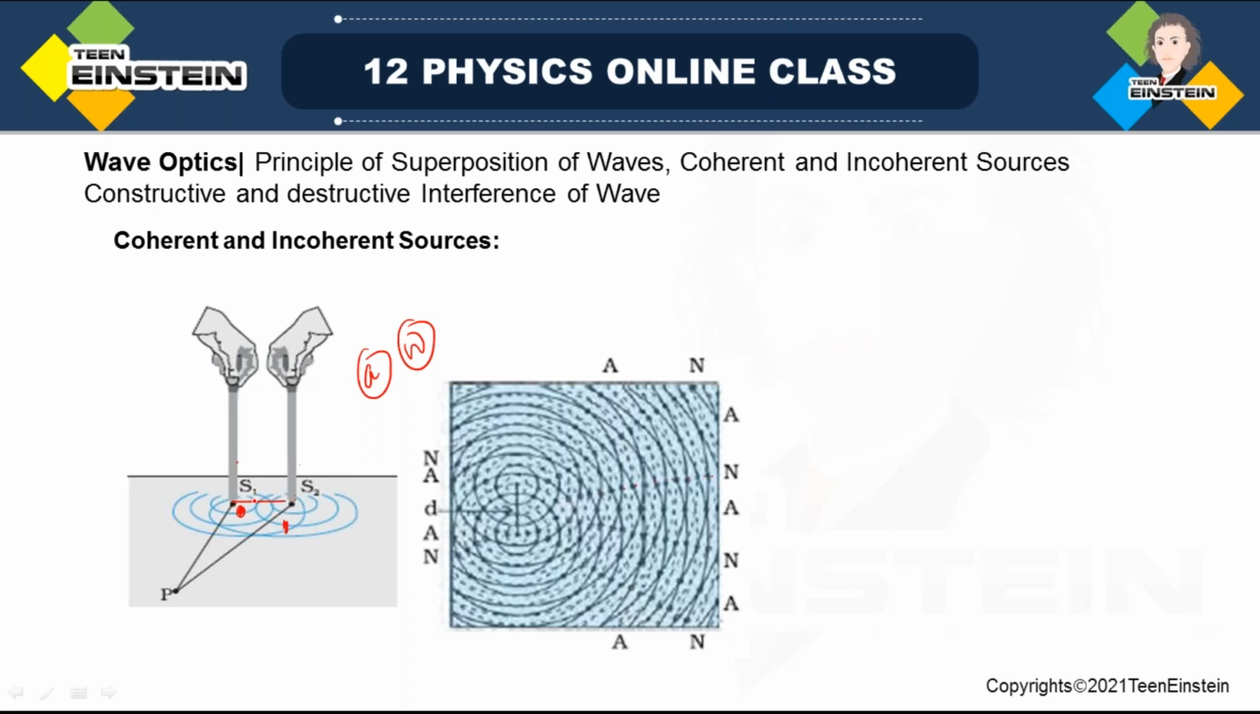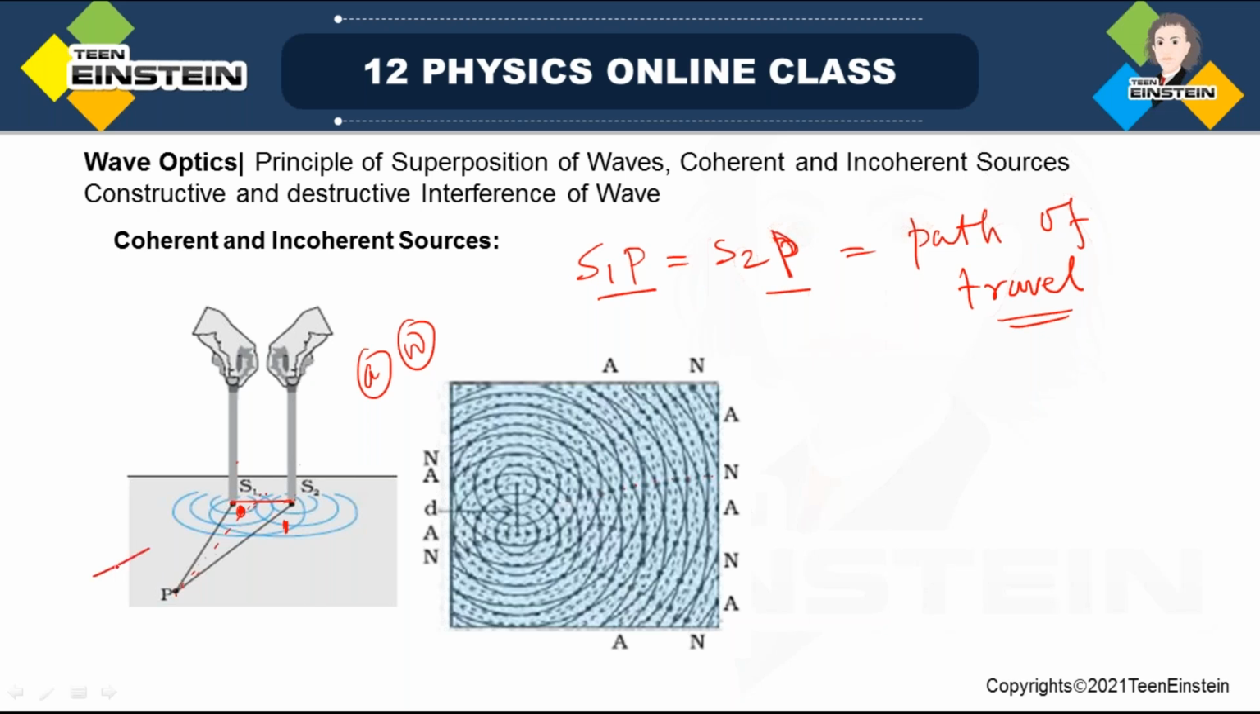If you take any point P on the perpendicular bisector, the distances S1P and S2P will be the same. This distance is called the path that the waves travel. S1P and S2P are the paths traveled by both the waves produced by S1 and S2. We can simply say path, or path of travel, just to remember.